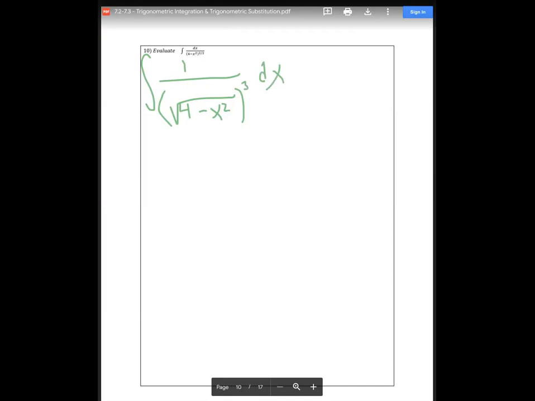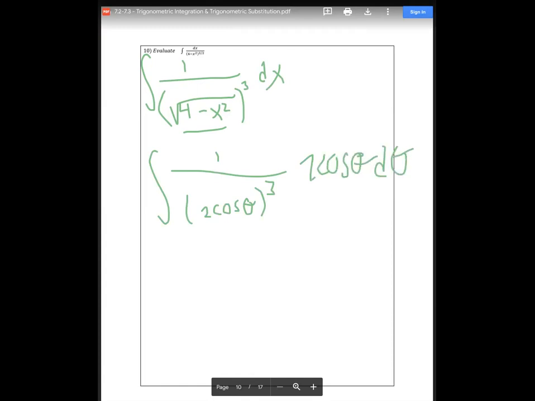Let's plug in what we know. Remember all the solving and manipulation, we just established that the radical was equal to 2 cosine of theta. So this radical, I'm going to plug in a 2 cosine of theta. Remember that it's cubed. All we have left is the dx. We had already established that dx was equal to 2 cosine of theta d theta. Now we've plugged everything in, and we can integrate using trigonometric integration, which goes back to our first few problems.